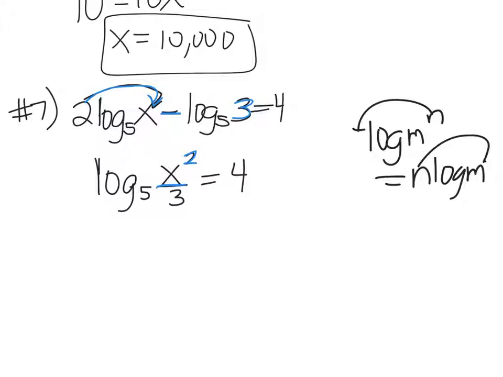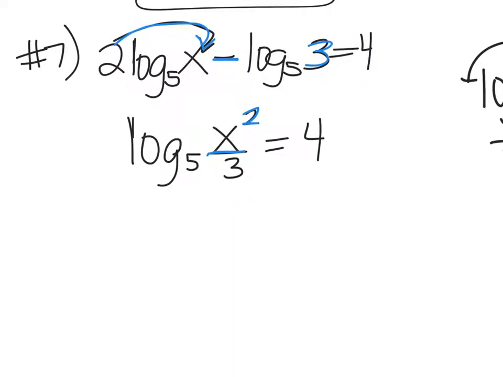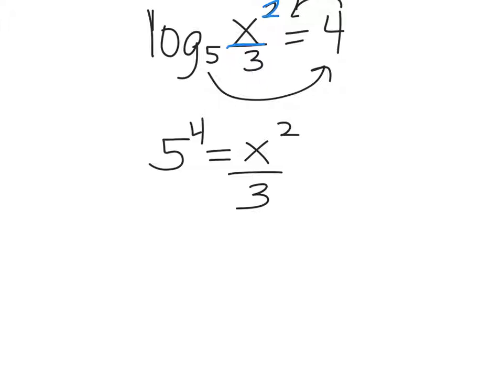You don't divide by 2 because you'd have to divide that by 2 and that by 2, and that's gross. If you divided by 2 here, it would reduce out, but then you'd have to divide every single thing by 2. I guess it would have been okay. All right, so now we're going to take 5 to the 4th power equals x squared over 3. And now we need to solve this, okay?